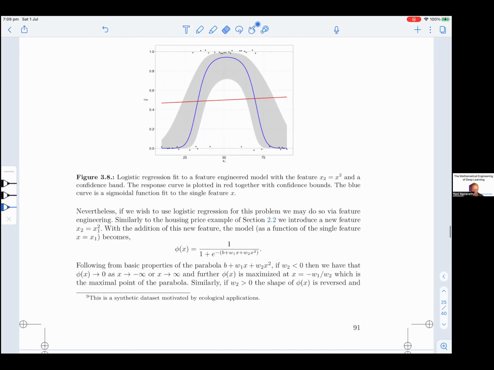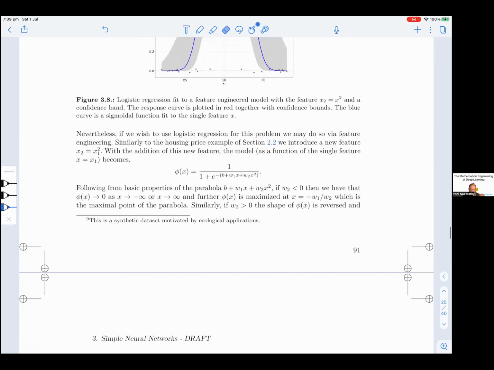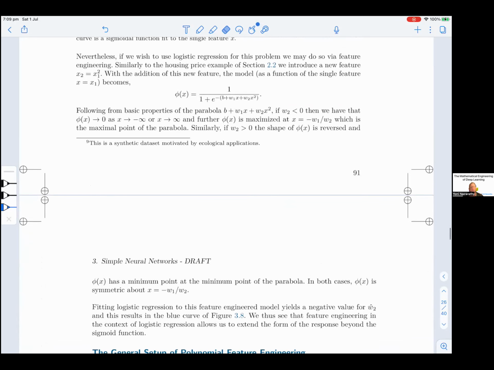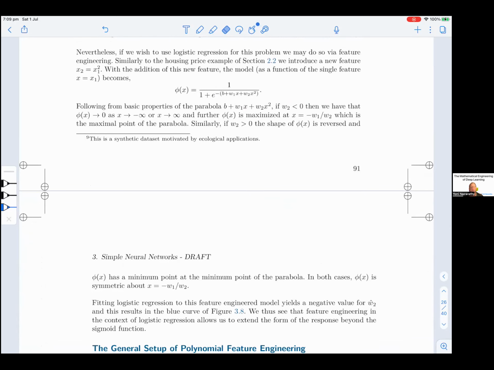Nevertheless, if we wish to use logistic regression for this problem, we may do so via feature engineering. Similarly to the housing price example of section 2.2, we introduce a new feature. And in this case, we'll do the same type of thing. We'll take x2 to be x1 squared. With the addition of this new feature, the model as a function of the single feature, x equals x1, becomes, so this is phi of x, but you have x and you have x squared, so this is a model.